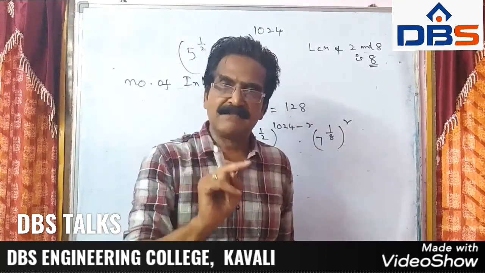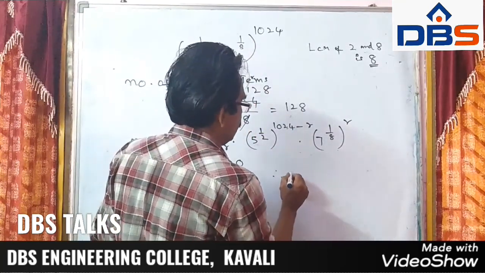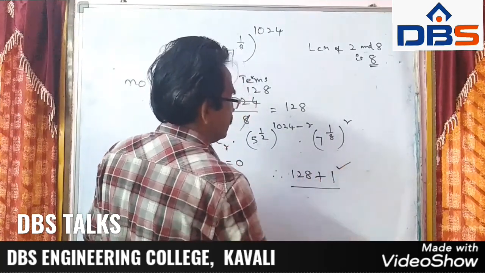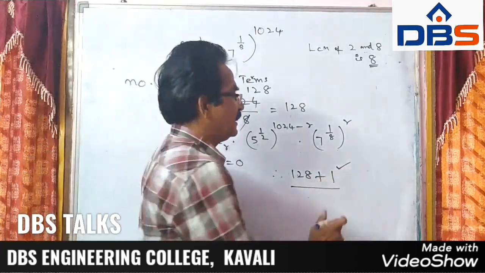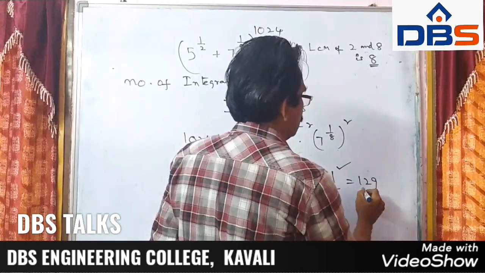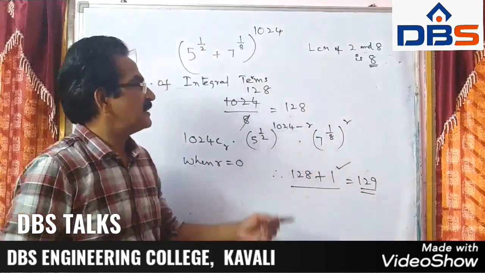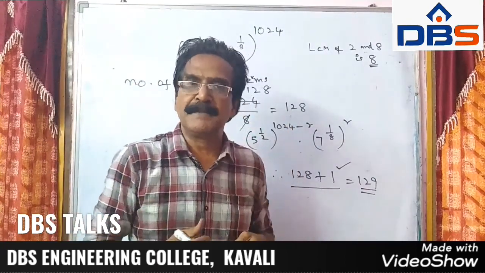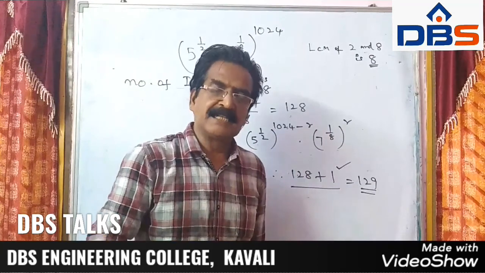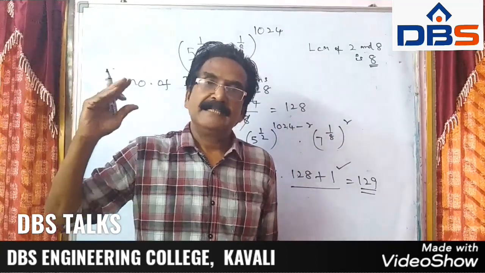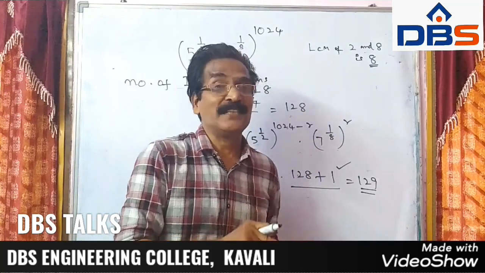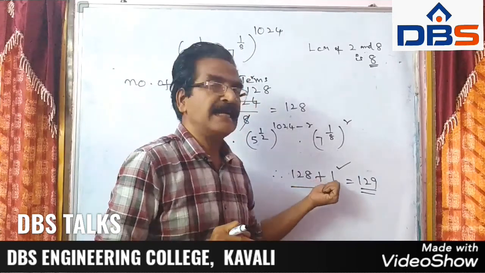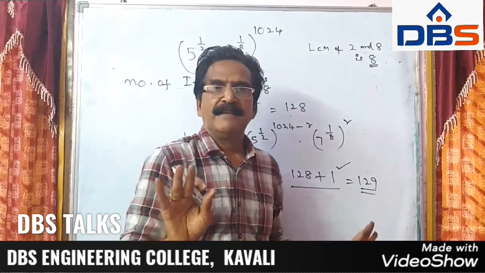So we have to add plus 1. The number of total integral terms is 128 plus 1, that is 129. That is your answer. Because 128 integral terms means 8 ones, 8 twos, 8 threes, 8 fours, 8 fives, like that. So 8 zeros is also there, and we have to consider that 0 also. So we add plus 1, total 129. Very simple, my friends.